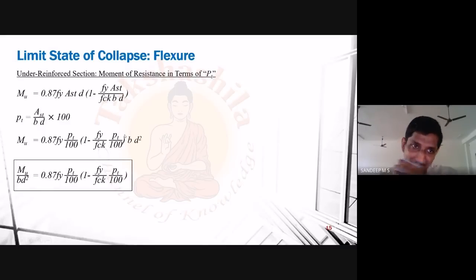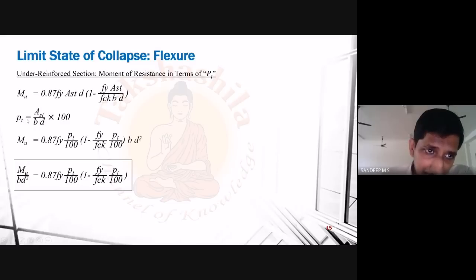Okay, so basically PT is equal to AST divided by BD into 100. Now I am just going to convert this expression, the expression which we have derived, in terms of PT. For that, I will be using the relation connecting AST and PT. If you see the relation which we have derived, you can see that there is a term called AST here as well as here.